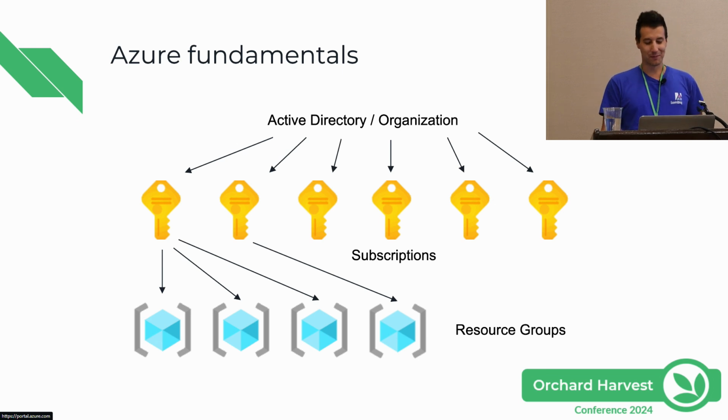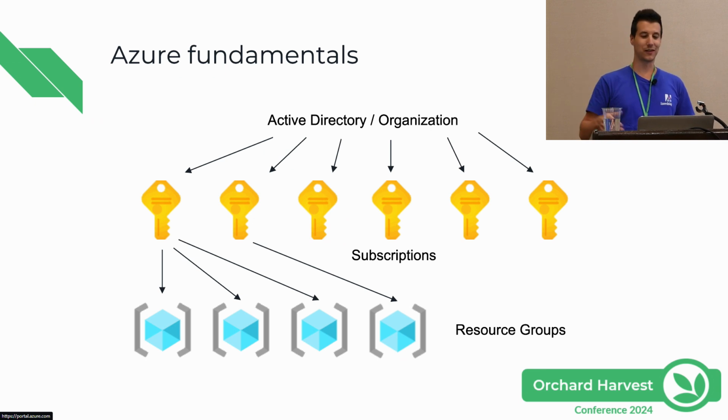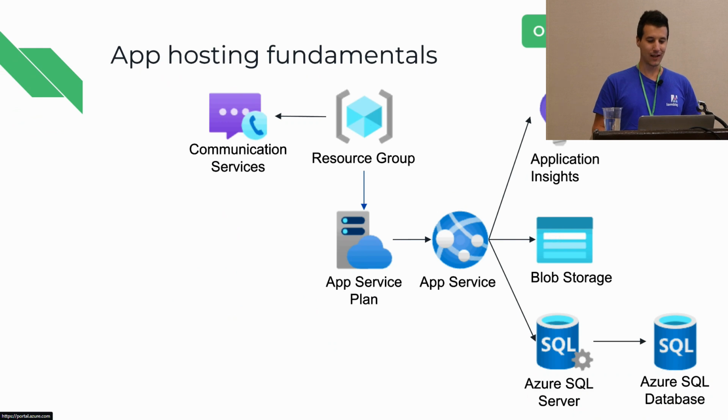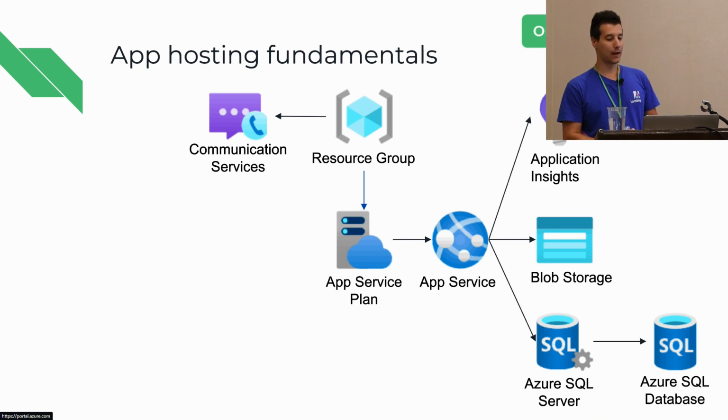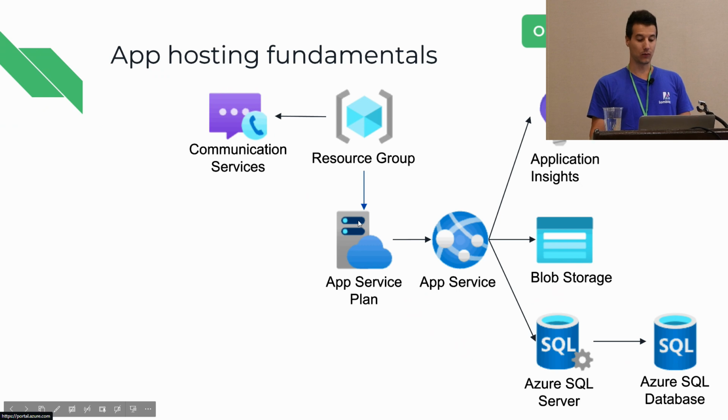But you can. But it's kind of logical to put, let's say you have an Orchard Core application, then all the resources that you are using should probably go into the same resource group. And so what does it look like on a high level? At the top, we have the resource group. Like I mentioned, it makes sense to put all the resources under this one.